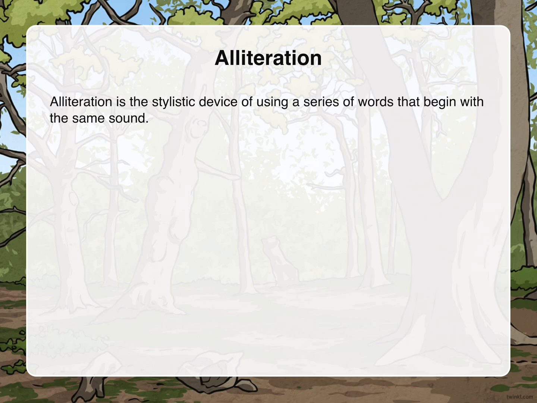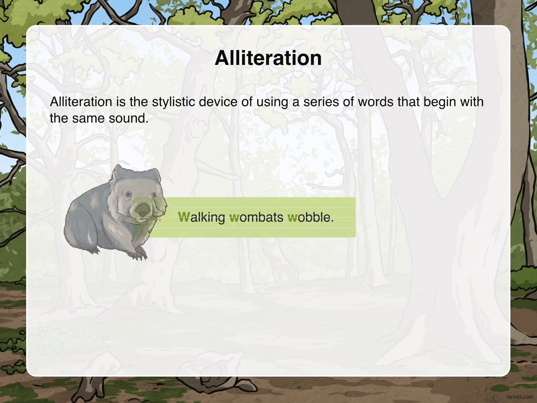Okay, we're just going to quickly touch upon alliteration. I don't feel like we need to spend a lot of time on this. It is a concept, an idea, a feature that you have used for many, many years throughout your learning journey in school. So alliteration is a device using a series of words that begin with the same sound. So for an example, walking wombats wobble.